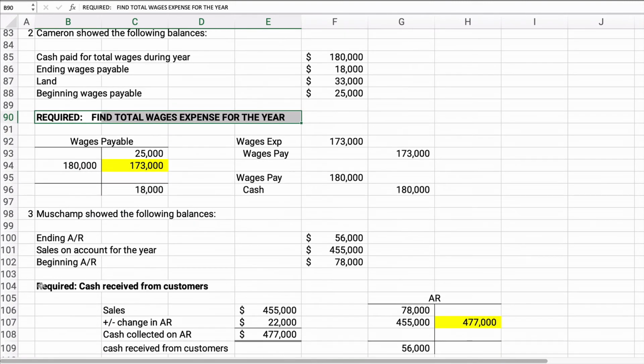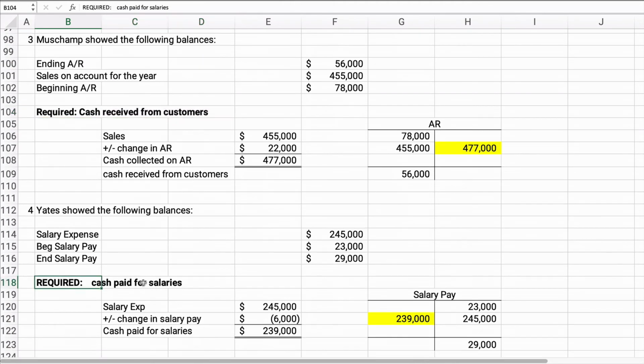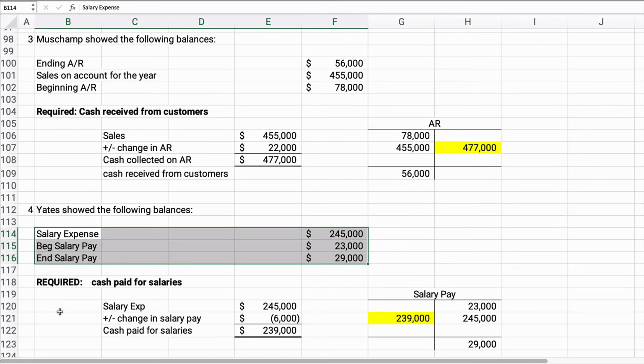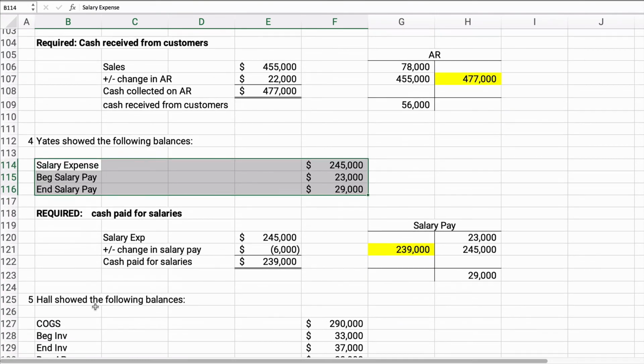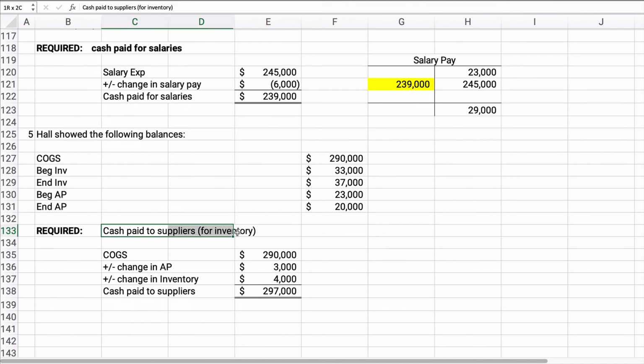So here's cash received from customers again. Here is cash paid for salary. So if you have some information, then you have cash paid for salaries. We've already done this, so I think you probably know how to do a lot of this. This one is, well, how much did we pay cash for suppliers for inventory? Remember, you start with cost of goods sold and plus or minus the change in accounts payable, plus or minus the change in inventory.